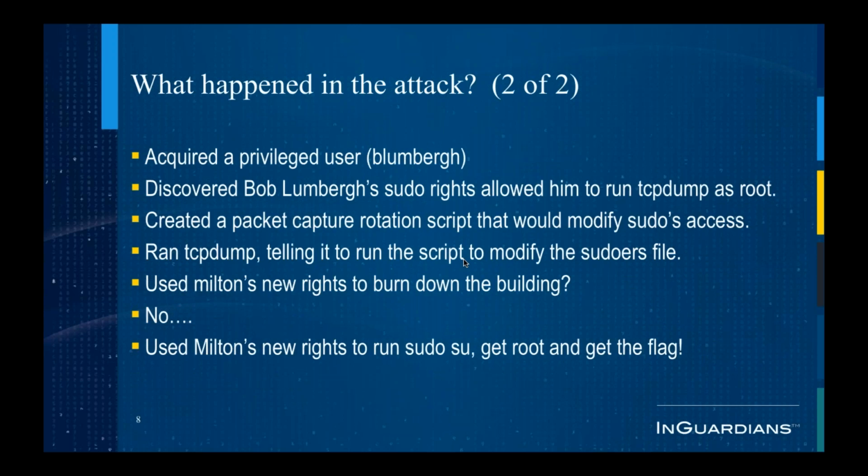We found Lumberg's sudo rights let him run tcpdump as root. And so we created a packet capture rotation script to modify the sudoers file on the system. And then we ran tcpdump. We got the sudoers file. And now we gave Milton sudoers so he could burn down the building like in the movie. No, we used Milton's new rights to run sudo su, get root, get the flag.